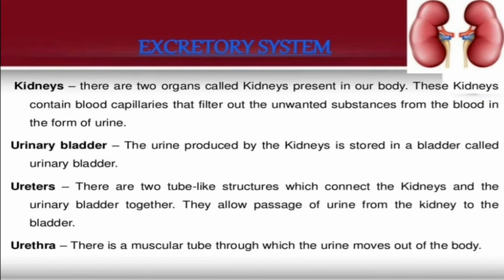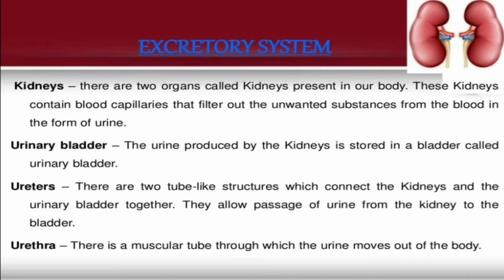Now kidneys, there are two organs called kidneys present in the body. These kidneys receive the blood from the blood capillaries, and there are a large number of small structural tubes called nephrons present in the kidneys, which act as filters basically to remove the nitrogenous waste.